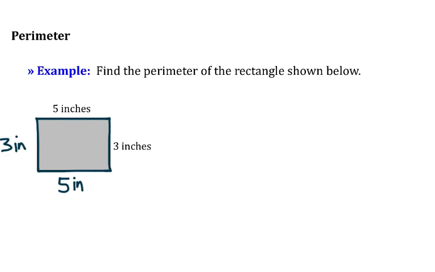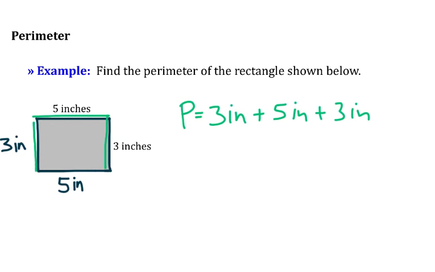So, if I'm finding perimeter, I really just need to add up these 4 values, right? Again, it means walk around my shape. So I'm going to be using P for perimeter in this video. So perimeter here will be, I'll just start right here, 3 inches plus 5 inches plus 3 inches plus 5 inches.